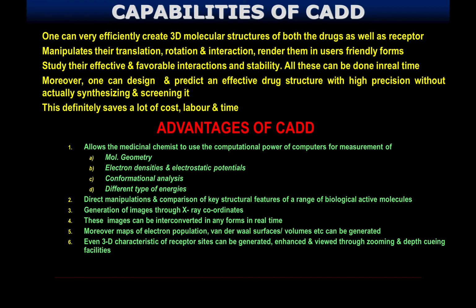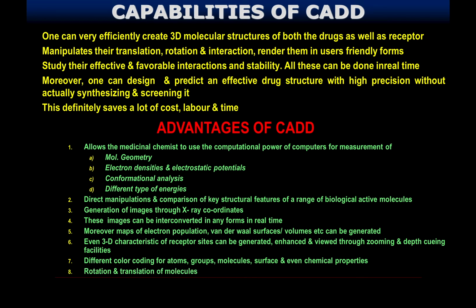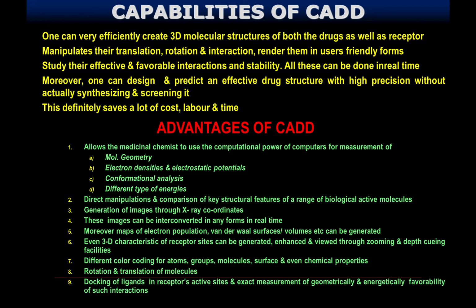Even 3D characteristics of the receptor site can be generated, enhanced and viewed through zooming and depth viewing facilities. Different color coding of atoms, groups, molecules, and surfaces, and even chemical properties, makes it more user friendly, so you can really distinguish among them. Rotation and translation of molecules in real time. Docking of ligands and receptor sites, active sites, and exact measurements of geometrical and energetic favorability of such interactions. Comparison of various ligands to various parameters.